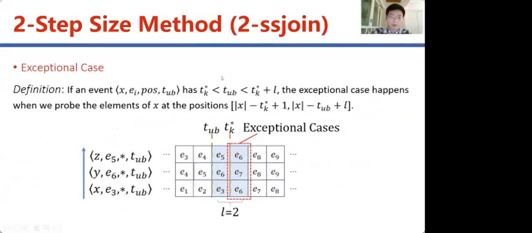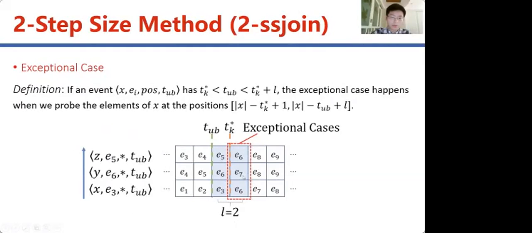We use the example in the figure to explain it. In the figure, TK star represents the k-th largest similarity in the final results. It is obvious that TK star remains the same regardless of the step size. As shown, L is 2. When the events on the left are processed, the elements in the gray-blue boxes will be probed. But in the top K-join method, the elements in the red area will never be accessed. In this case, these elements are exceptional cases.